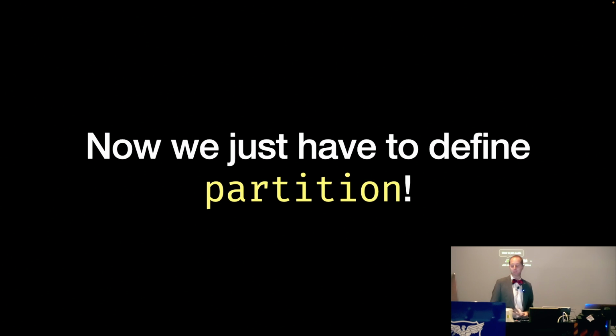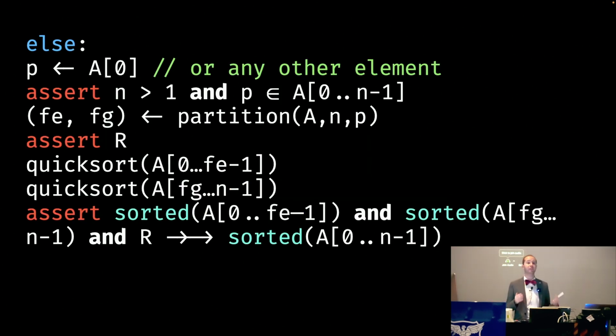Now we just have to define the partition function because, of course, our proof doesn't work if our assertion is incorrect and if our partition function isn't actually doing this thing of dividing things up on either side of the pivot correctly.